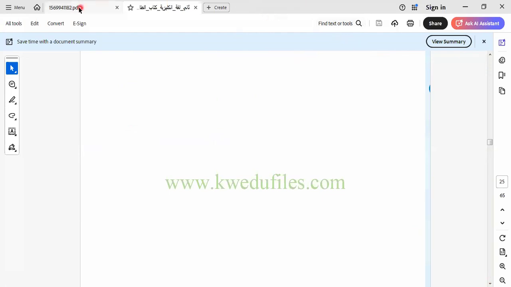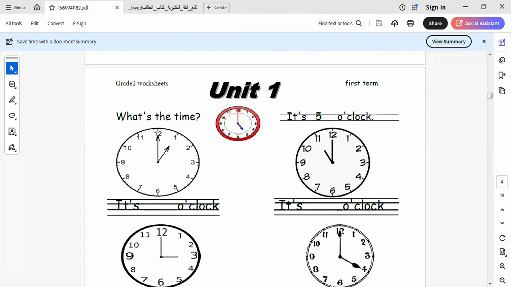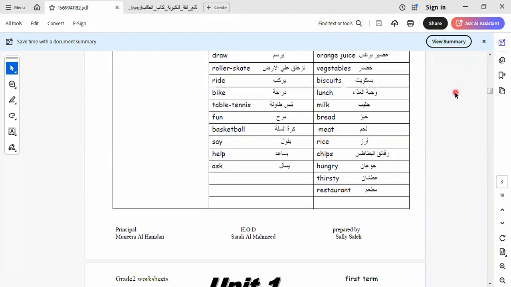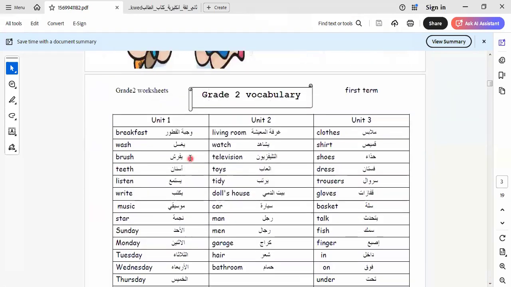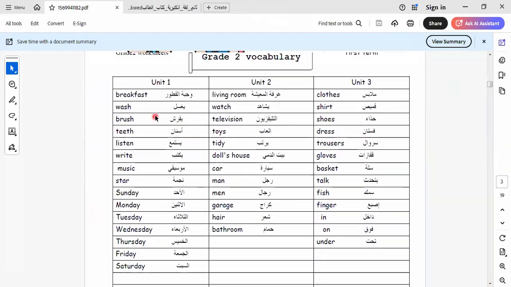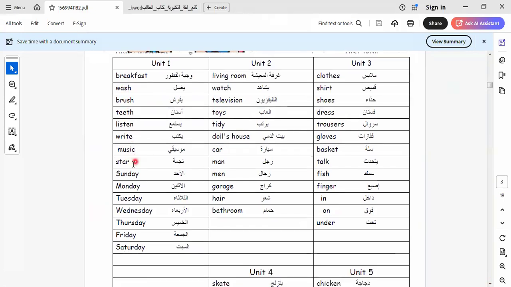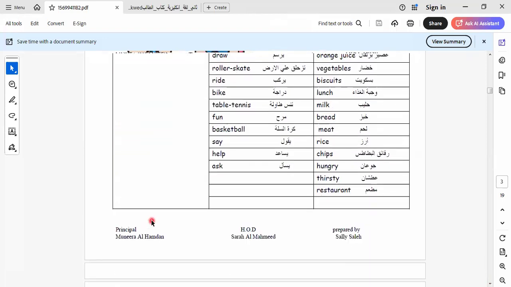We have finished unit 1. I would like to make a brief summary of what we took in this unit. In this unit, we learned some vocabulary, which is breakfast, wash, brush, keys, lesson, write, music, star, Sunday, Monday, Tuesday, Wednesday, Thursday, Friday, and Saturday.